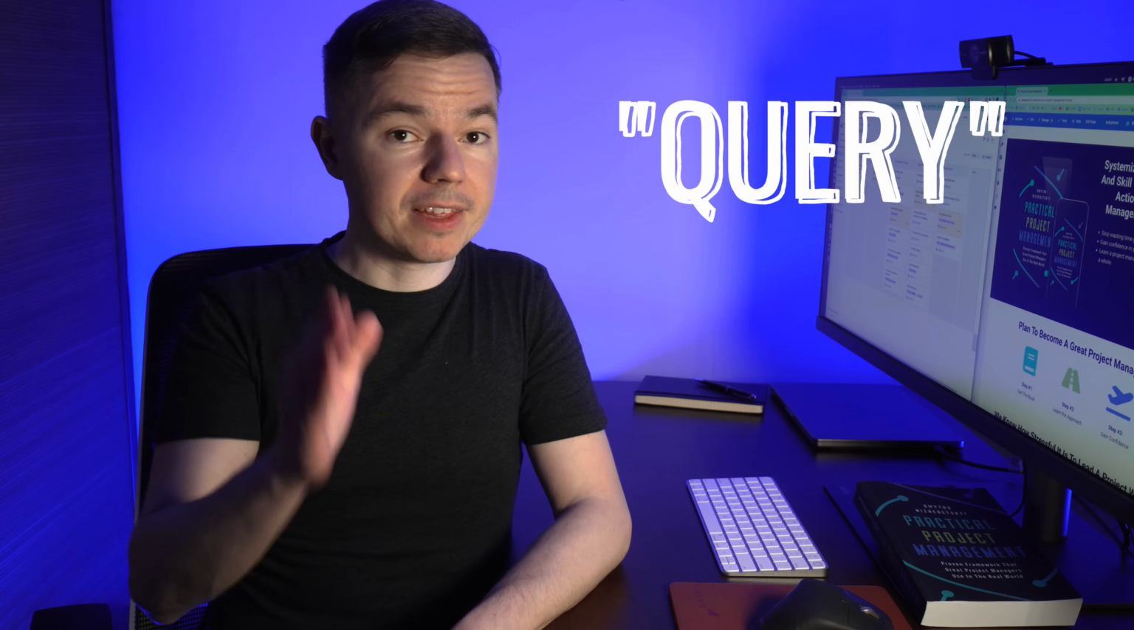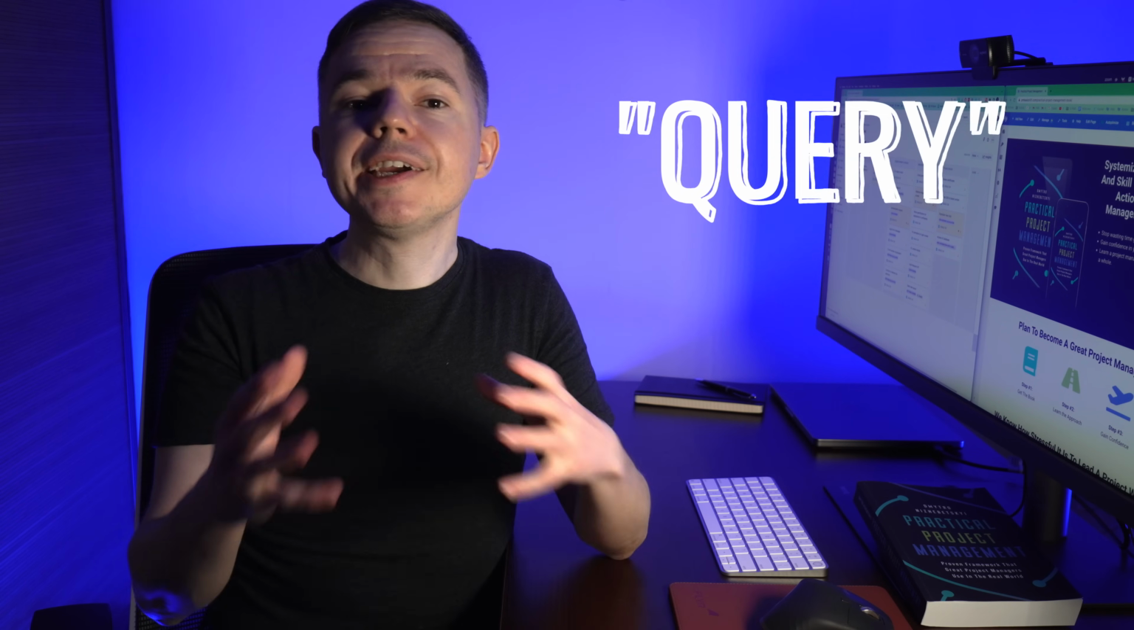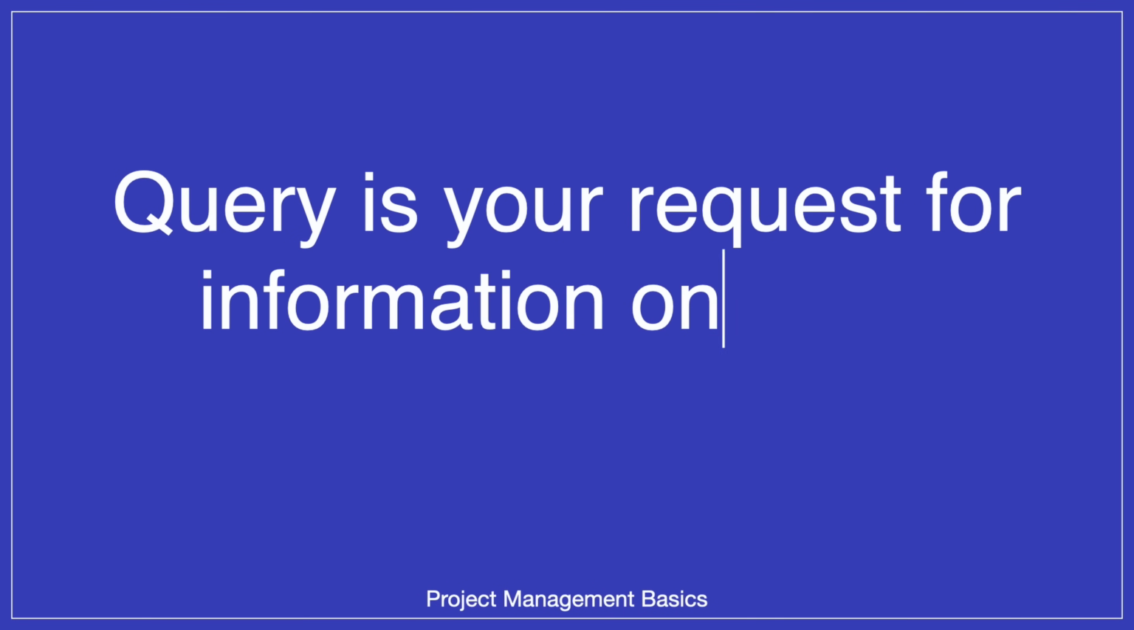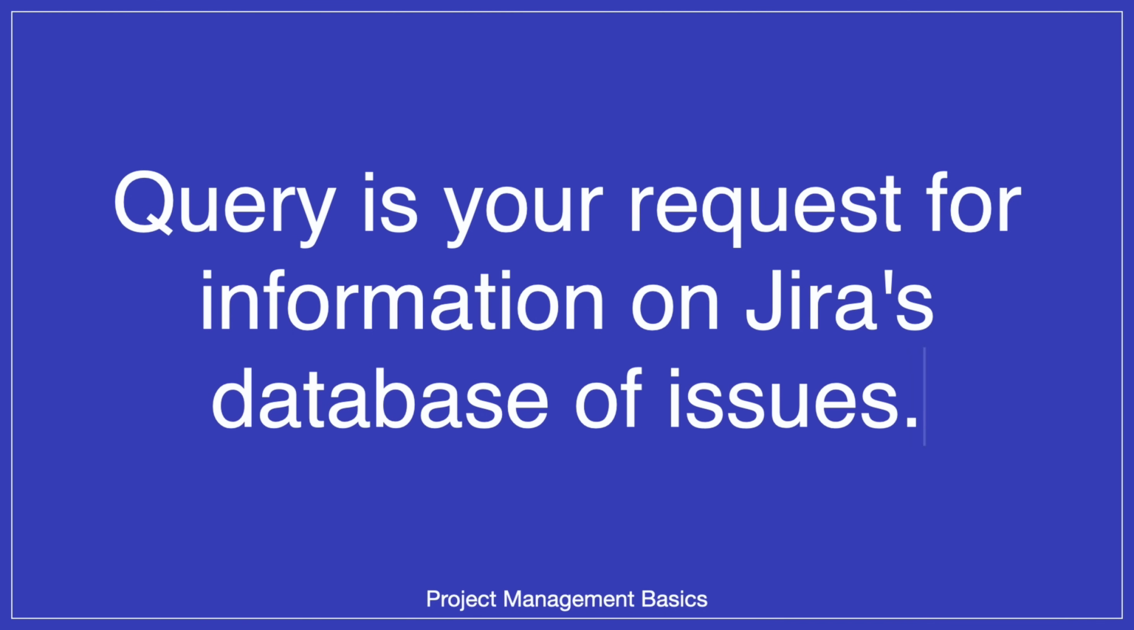You need to remember this word, query. You'll hear a lot about it in Jira. A query is your request for information on Jira's database of issues. You tell Jira to show you all the issues based on the parameters you provide. So we can use these predefined drop-downs to select the required fields we want to use in our query. However, it's just to make your life easier. It's called a quick search.